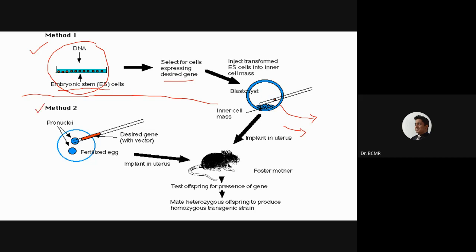Method two, depicted here, is direct DNA transfer. We take a fertilized egg. We have two pronuclei, the male and the female pronuclei. And into the male pronucleus, we can put in the desired gene directly. The desired gene can get integrated, and then when we implant in the surrogate mother, it can give rise to a pup. And that is a transgenic animal if the desired gene got integrated into the genome, otherwise not.